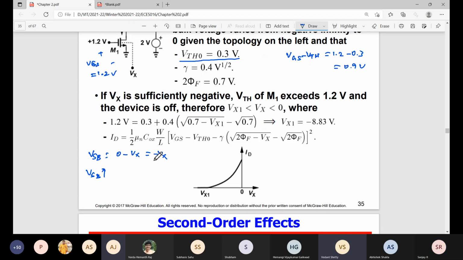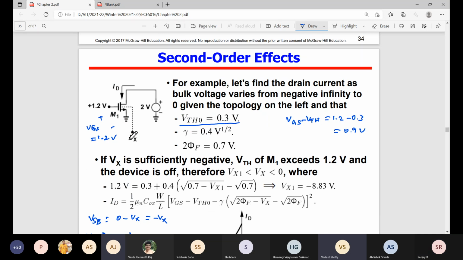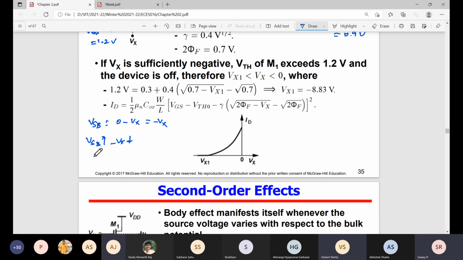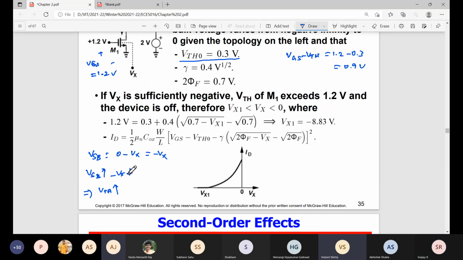It's the opposite thing. So Vx should be decreased, that is, negative Vx. If I decrease Vx, VSB increases and the threshold voltage increases. Am I right? Is it understandable? Yes, sir. So decreasing Vx means increasing VSB, which means the threshold voltage is increasing. At a particular point, it will make the transistor off.